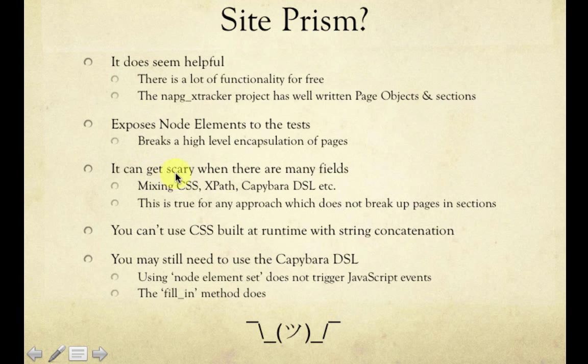Sometimes it gets a bit scary, especially when you open up a page and you see like 20 of these things at the top, a mixture of CSS, XPath, and some sections, some elements, some element. Yeah, sometimes you really struggle to see what's actually happening, especially if you're not breaking things up into smaller sections. Also, the way SitePrism works is everything happens when the classes load, so you can't dynamically generate strings. That's a big problem, actually.